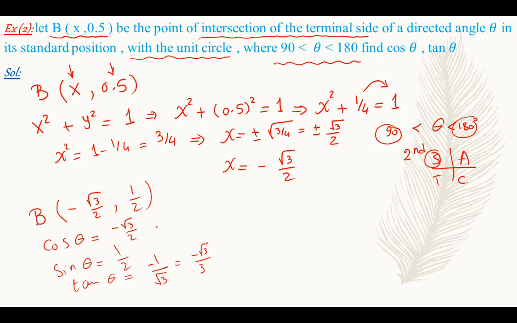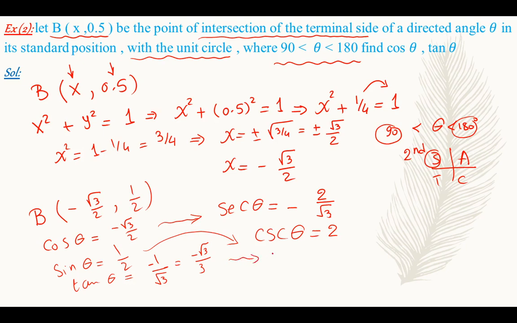So what is the reciprocal of cosine theta? The reciprocal of cosine theta is sec theta. So sec theta will be the reciprocal of negative root 3 over 2, which is negative 2 over root 3. And what is the reciprocal of sine theta? The reciprocal of sine theta is cosec theta. The reciprocal of 1 over 2 will be 2 over 1, which is equal to 2.